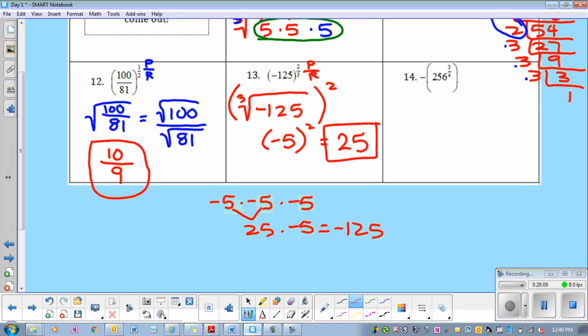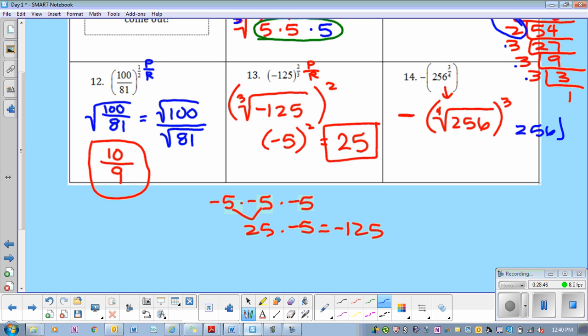All right? Question so far? How do you do the next one? Okay, be careful because this negative is on the outside. Order of operations says parentheses first, right? So do everything inside here. So what is this? 4th root of 256. And then you cube that, and there's a negative on the outside. So let's do this first. 4th root of 256.